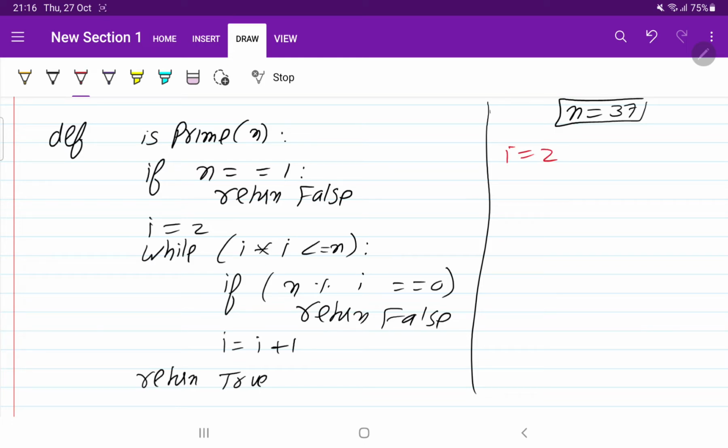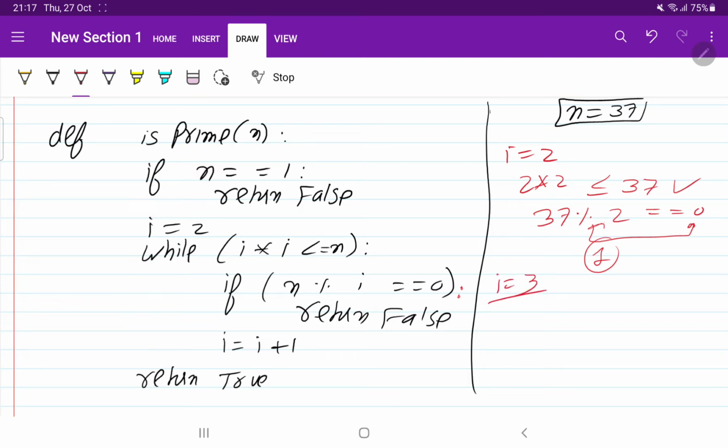I value is 2. Now I will check if i into i, so what is 2 into 2? 2 into 2 will be 4. Is it less than 37? Yes, it's less than 37. So I will check whether 37 is divisible by 2 or not. 37 % 2 will be 1, because the remainder is going to be 1. So this condition will not be true, and we will come out of this if condition, and I will increase. So the i value will become 3 this time.